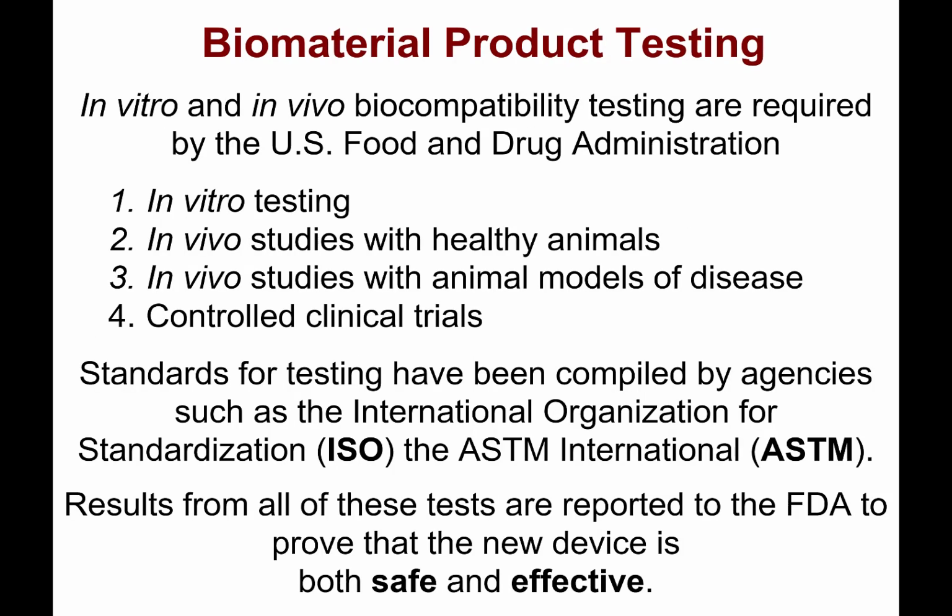The process for getting FDA approval for a medical device is not trivial, and it requires extensive in vitro and in vivo biocompatibility testing. In vitro testing is of course performed with cells to assess cytocompatibility, also mutagenicity that we've learned about. And then in vivo studies are done with healthy animals as well as animals that model the human disease. And then the last step would be to proceed to controlled clinical trials.